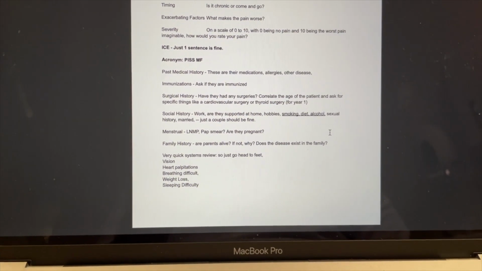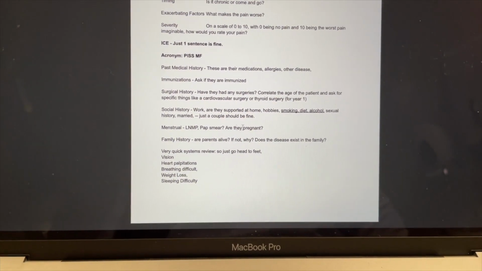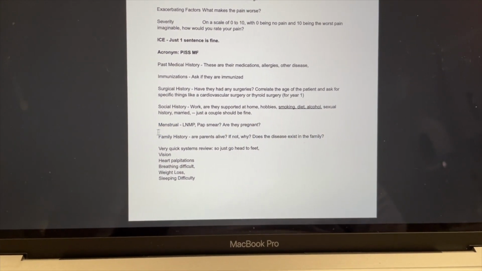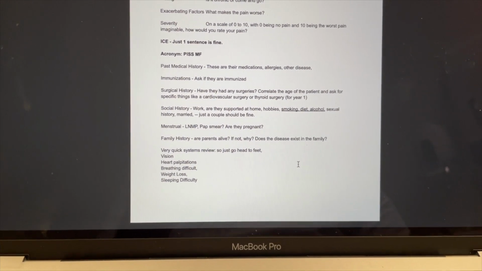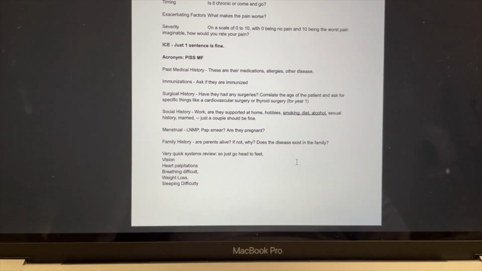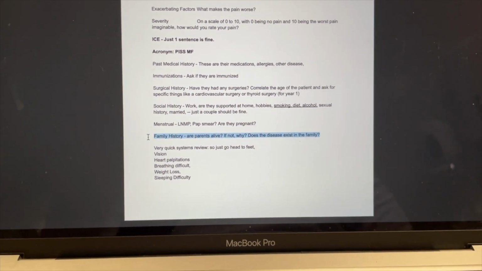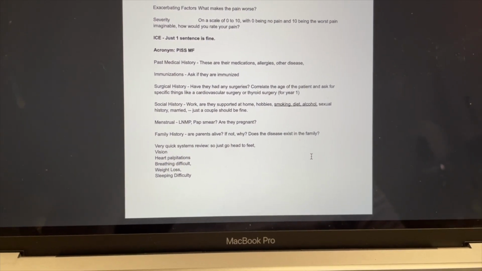So for menstrual, last known menstrual period, pap smear, are they pregnant? Is this a possibility? And then you want to go into family history. So are the parents alive? If not, why? Does the disease exist in the family? Could connect to the GH. Maybe you have to draw a pedigree chart. So that could be interesting.